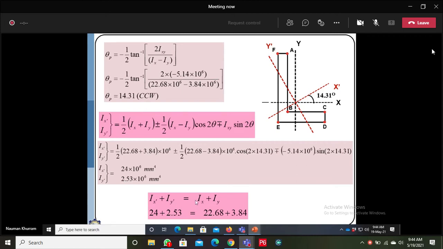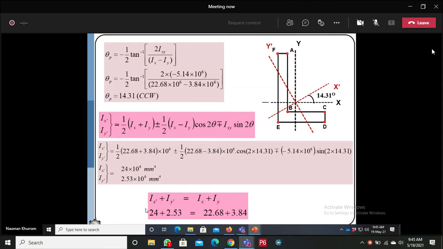Here, if you want, you can apply a check. You will see that the summation of moment of inertia about the principal axis and about the centroidal axis will be constant. You may have some rounding error. So it means that the summation of moment of inertia about any arbitrary axis will be invariant, or constant. But they have their maximum and minimum values about the principal axis.